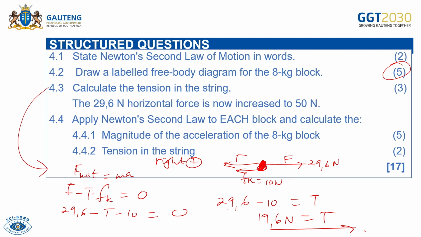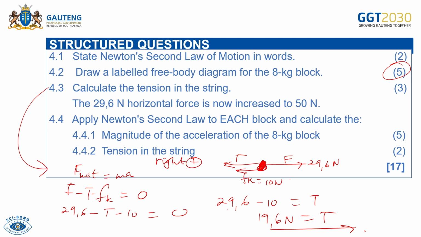4.4. Apply Newton's second law to each block and calculate the magnitude of the acceleration of the 8 kilogram block. So now we are moving from Newton's first law. For 4.3, we used the application of Newton's first law. Then 4.4, now the focus is Newton's second law. They want the magnitude of the acceleration of the 8 kilogram block.